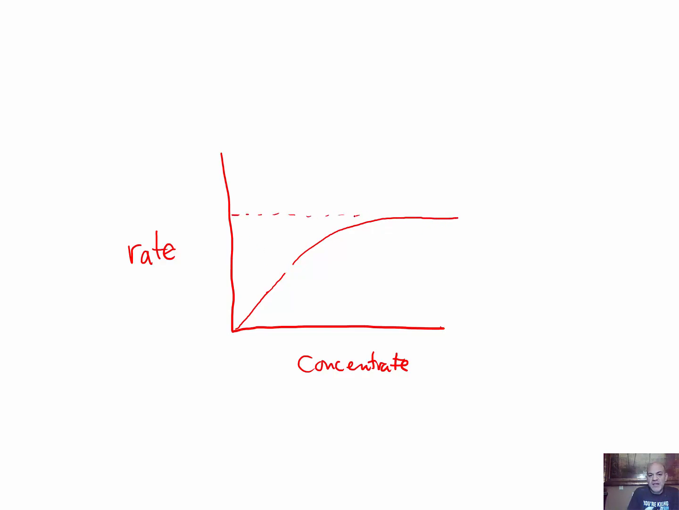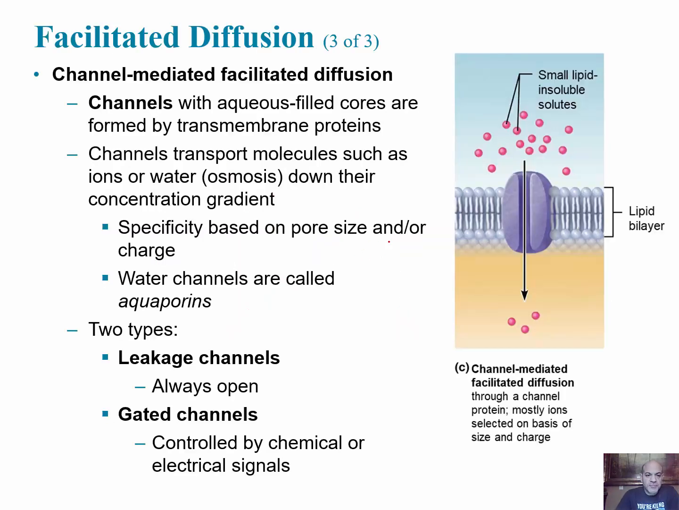So it would be at this rate here that we would hit saturation. So that would be at some concentration down here. And again, that rate depends on how many carriers you have.